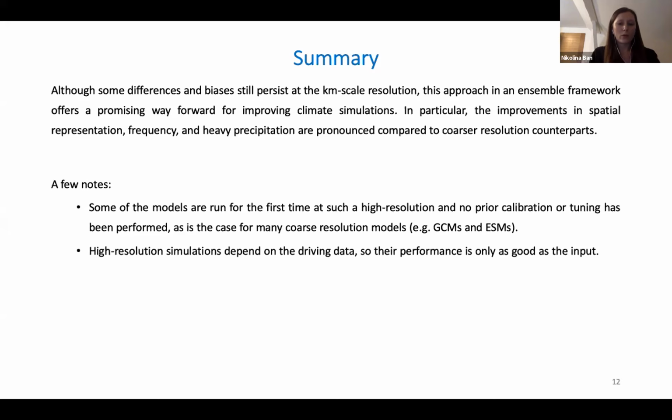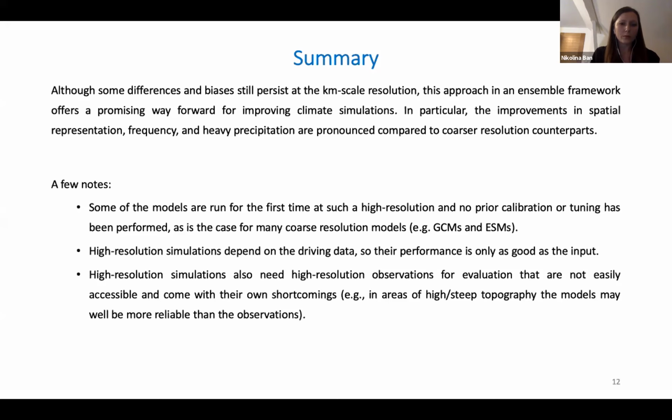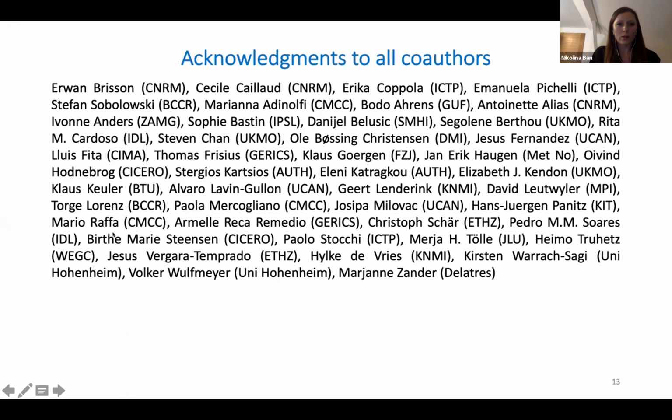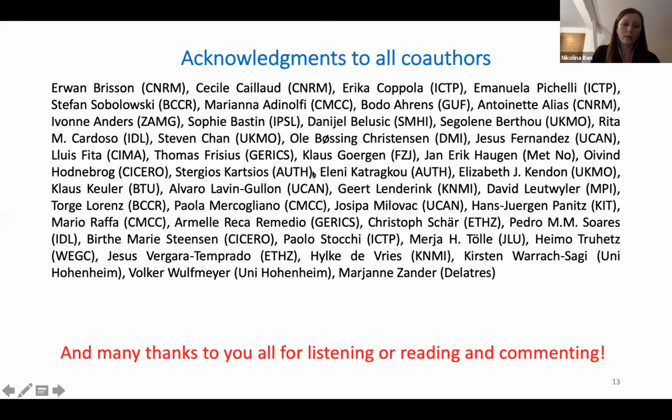They depend on driving data, so their performance is only as good as the input, and they need high resolution observations for evaluation. And they're still using the parameterizations which are designed for coarse resolution models, and maybe they don't hold that well at the kilometer scale.